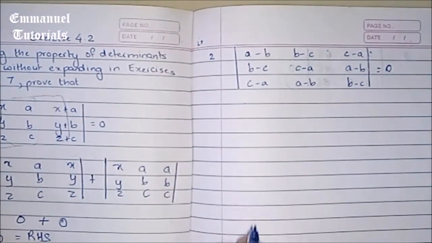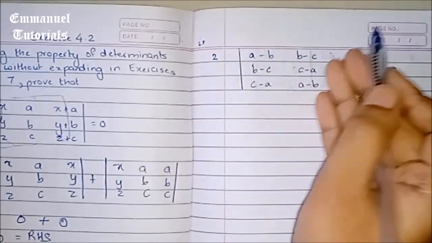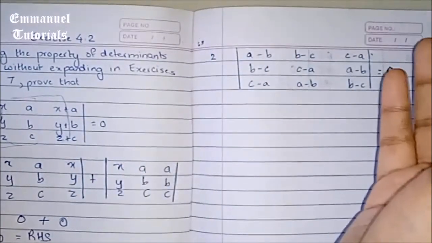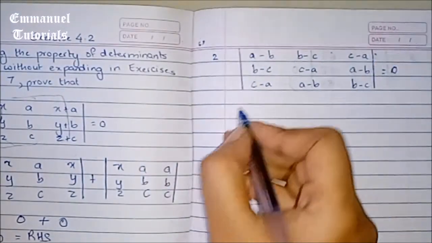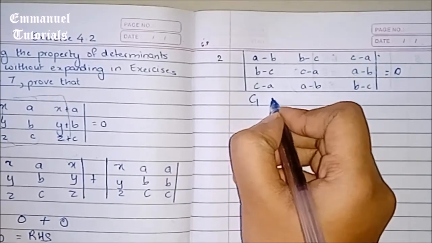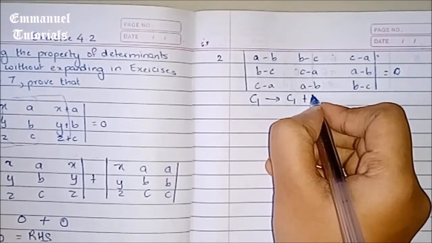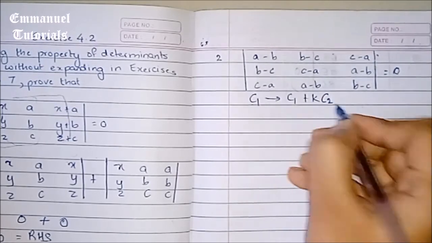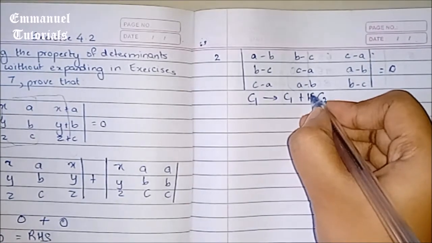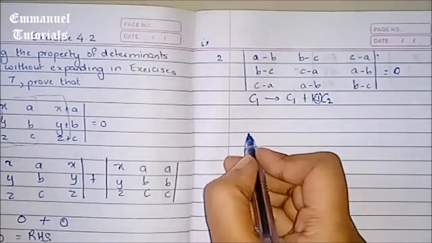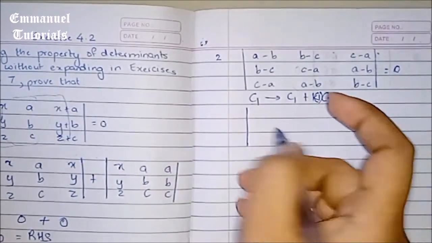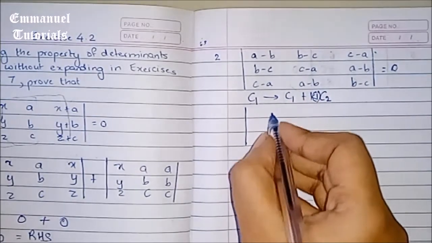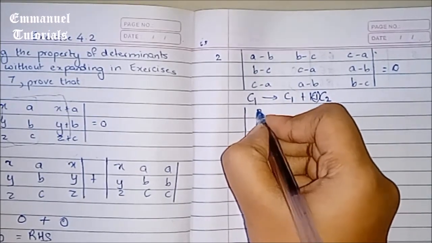So in this case, what we can do is add the second column to the first column, and the value of the determinant is going to remain unchanged according to property number 6. So C1 becomes C1 plus K times C2. If we perform this operation, the value is going to remain unchanged. In this case, we are going to take K as 1 times C2. So let's do that. Again, we're not expanding, so this can be performed. A minus B plus B minus C. What is it going to be? It's going to be A minus C.